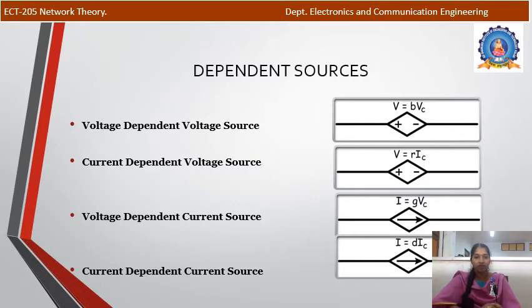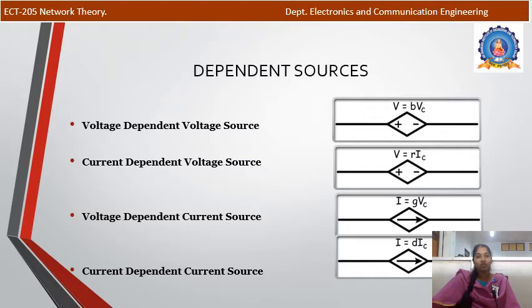There are different types of dependent sources: voltage dependent voltage source, current dependent voltage source, voltage dependent current source, and current dependent current source. So totally there are four types of dependent sources. We have two parameters, so 2 raised to 2 gives four combinations. We will mark it as voltage dependent voltage source.